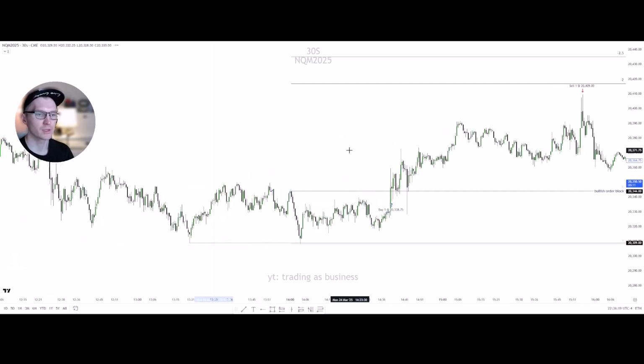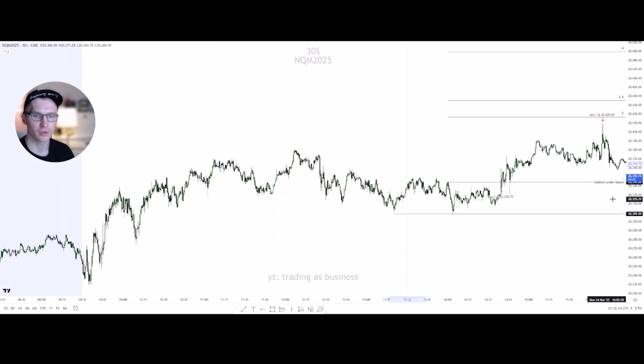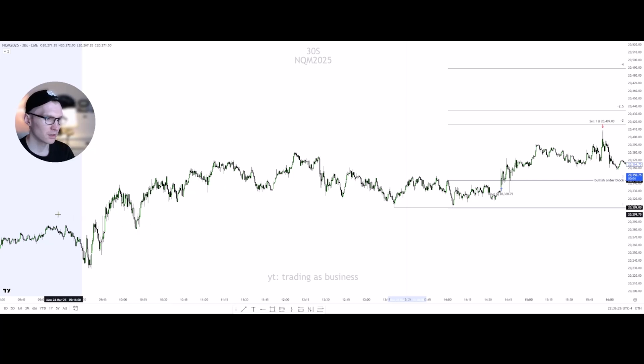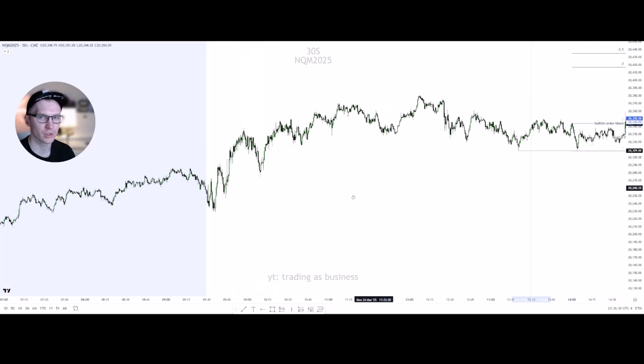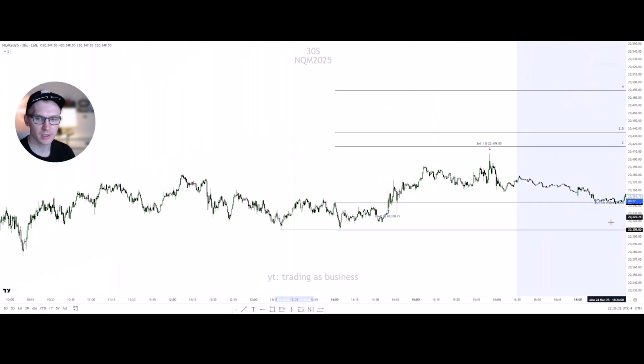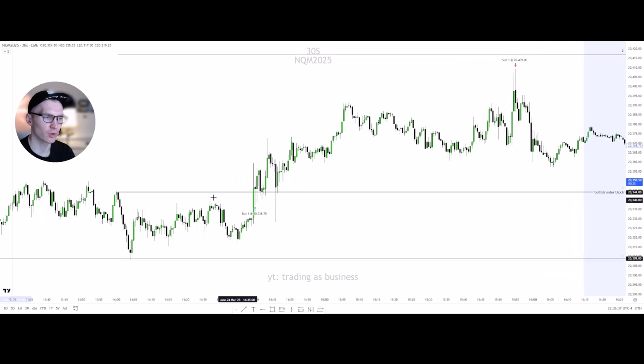But the logic was as follows: since the 3-minute order block from the morning was not delivered yet, all that down movement, that's all bullish order block. It wasn't delivered yet, so hence we have the trade from the bullish order block on the 30-second.